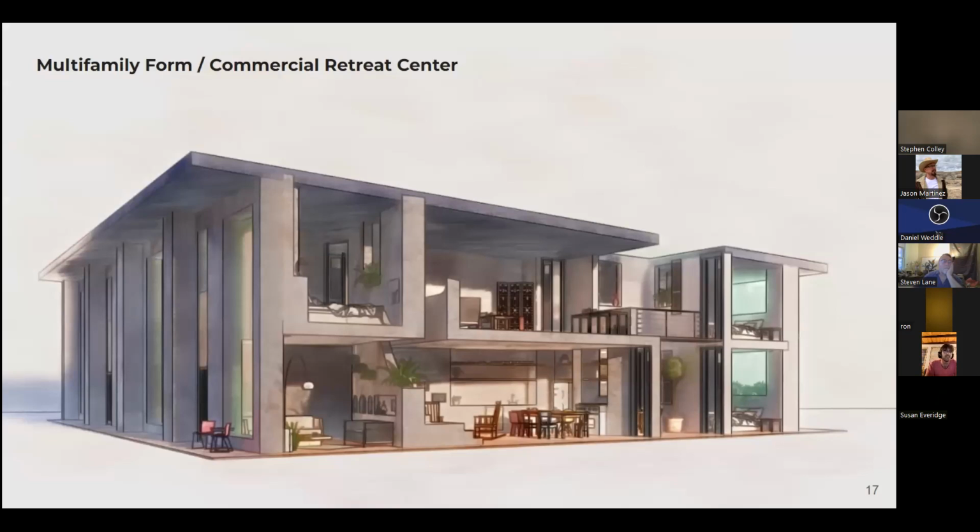And this is a paper project. But this is the form that I'm most excited about. I think earth deployed in multifamily hits so many beautiful high points.